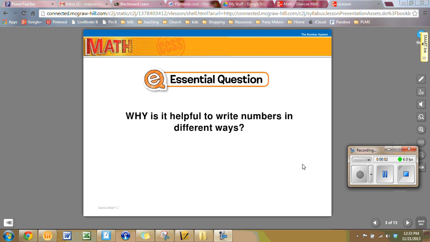Okay, so tonight we're going to talk about writing numbers in different ways and using powers. And why do we need to write numbers in different ways? Well, because there are different things we want to do with our numbers. So without changing the value, we want it to look a different way.